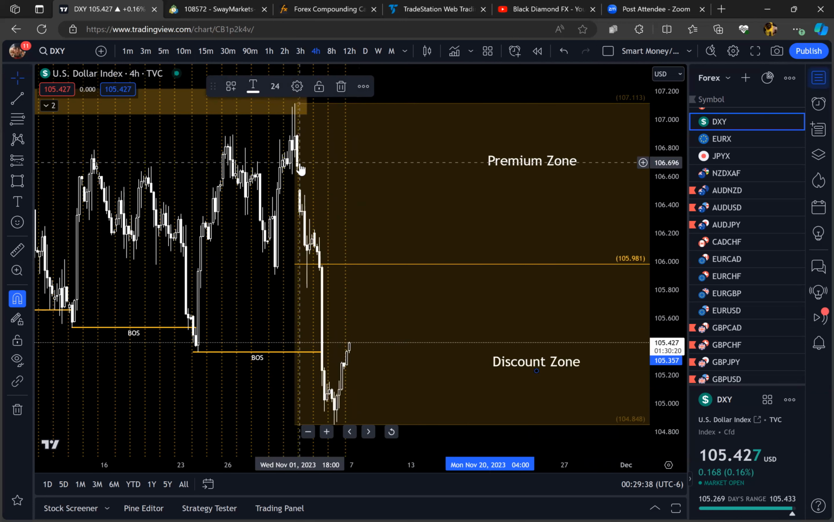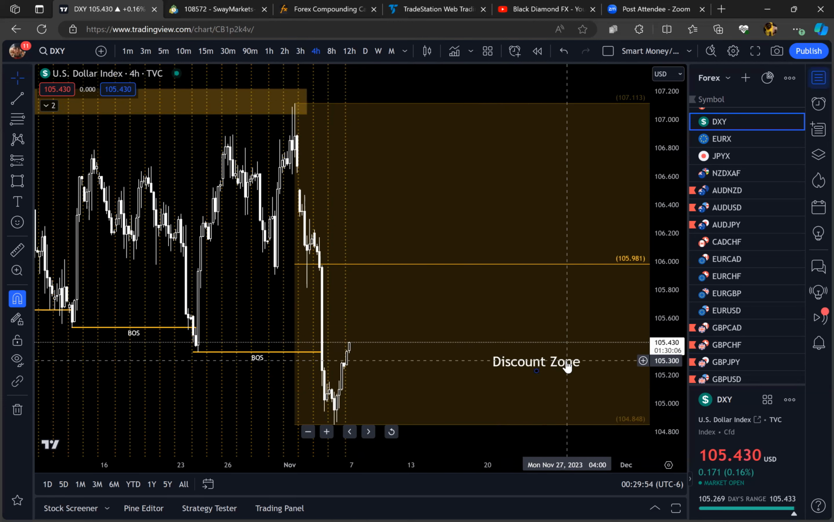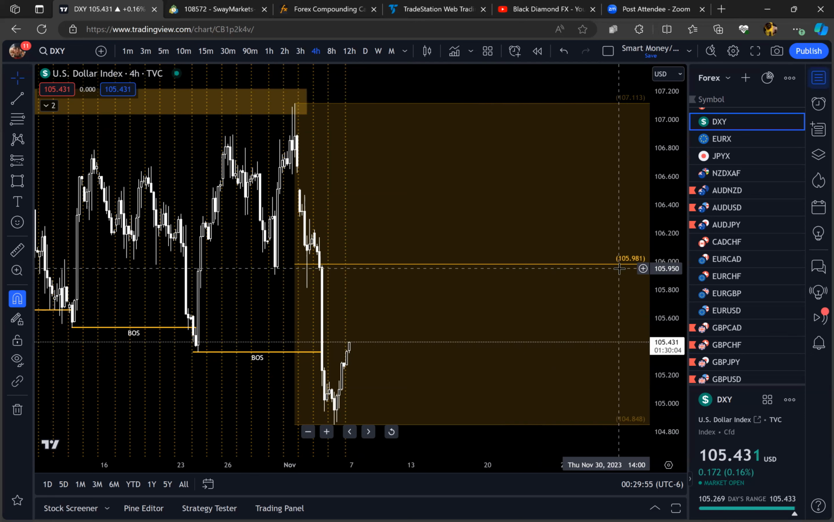I'm looking at somewhere over here, somewhere between this gap right here and this order block right here on this bearish engulfing. Now, something I want you guys to see. All right, this is a little cheat code. Let me show you something right quick.